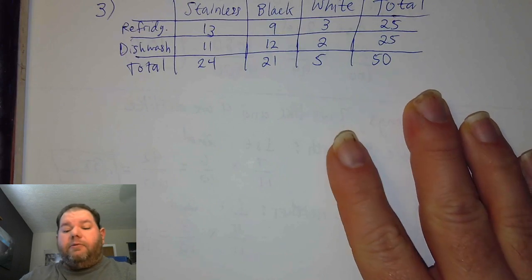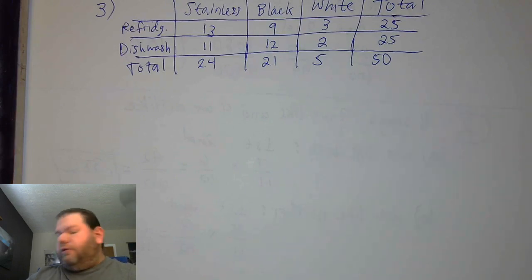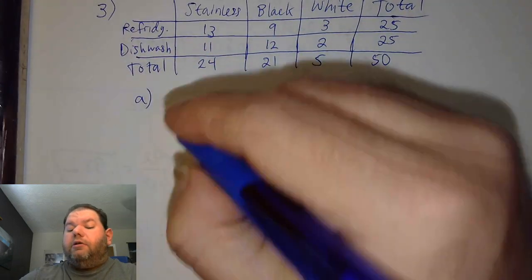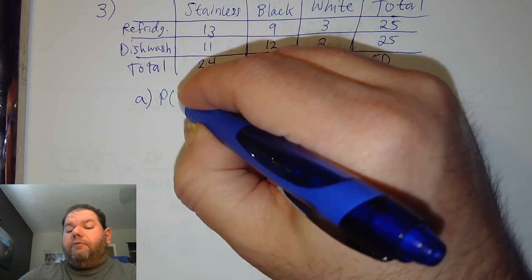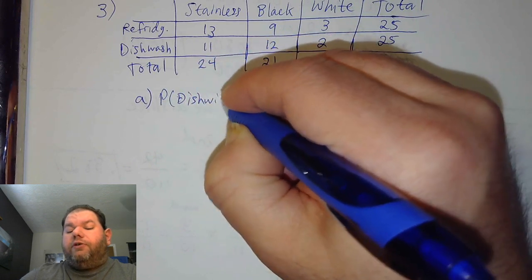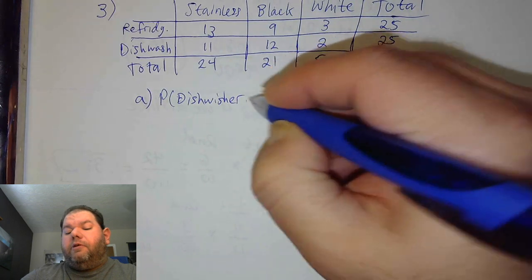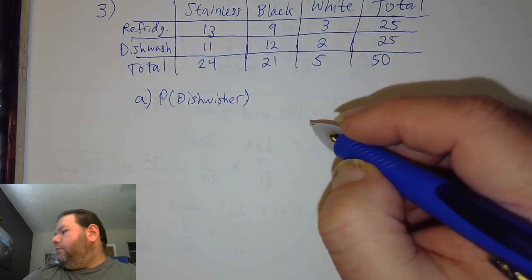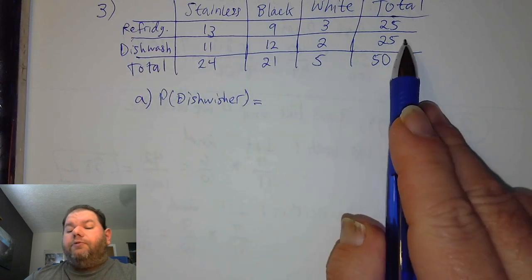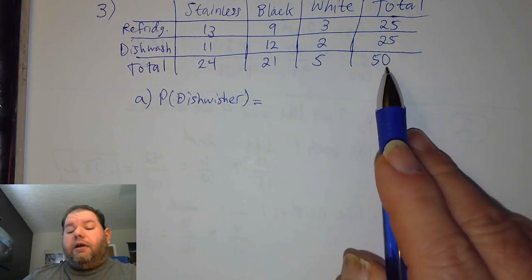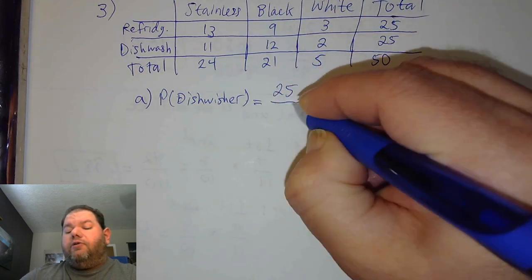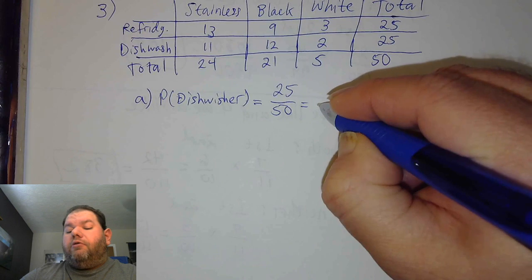So we'll use this table to answer the, looks like 5 questions that go with problem 3. A, what's the probability that we select a dishwasher if we choose an appliance at random? Well, we just look at the number of dishwashers, which is 25, out of the total number of appliances, which is 50. It's just 25 over 50, or 0.5.